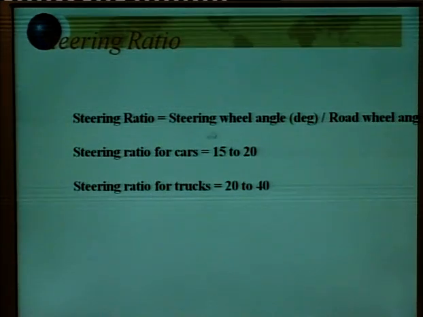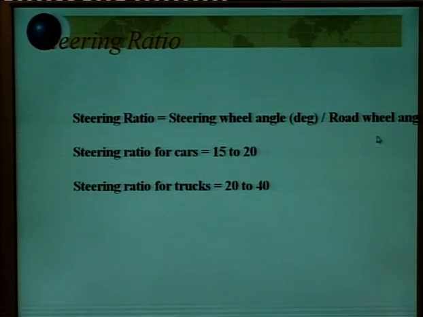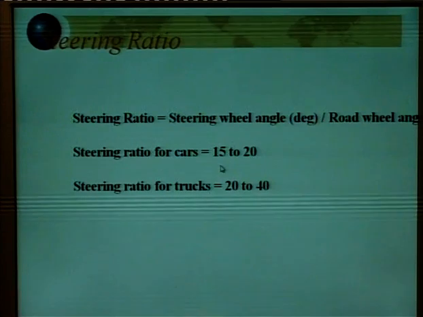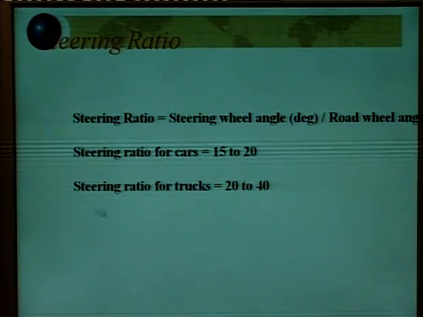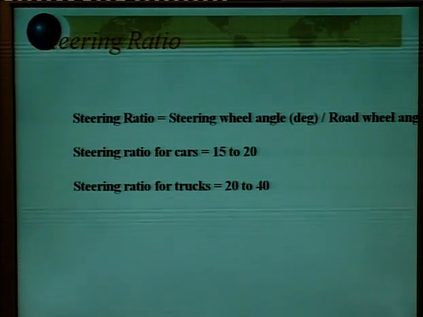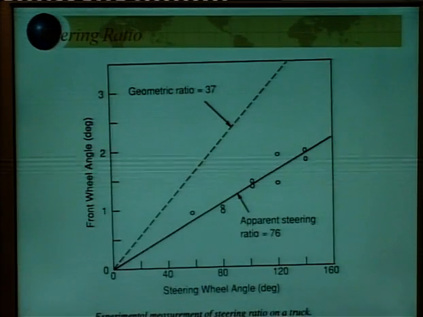Steering ratio is equal to steering wheel angle upon road wheel angle. Steering ratio for cars is generally taken as 15 to 20, whereas steering ratio for trucks is taken as 20 to 40. This is the geometry ratio.